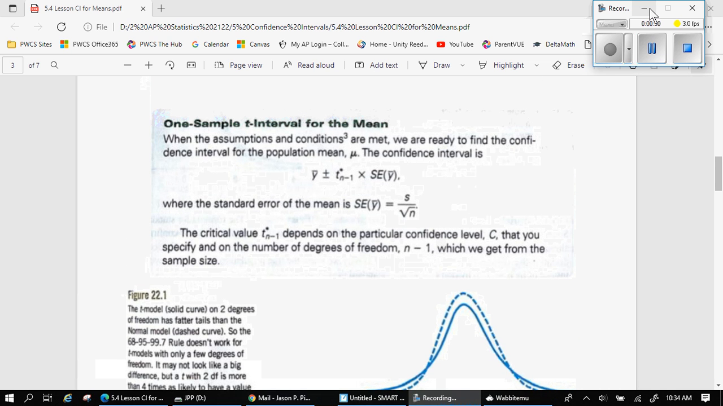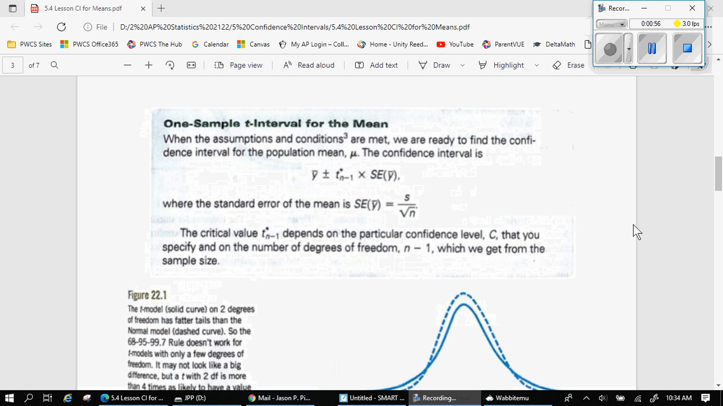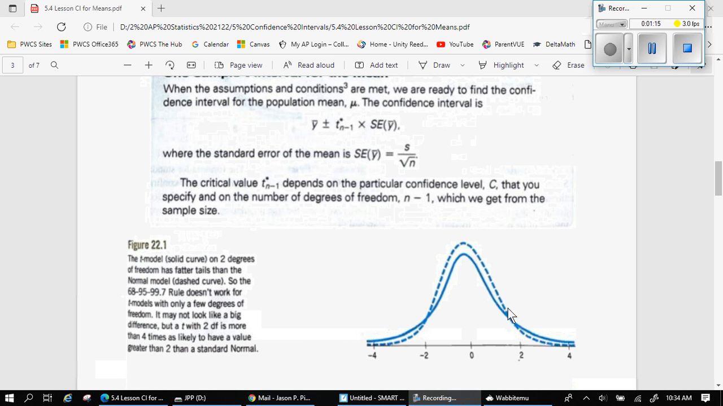So I told you we would have another letter eventually, and that letter is T. So we have been doing Z intervals. When we switch to means, we're talking about T intervals. It's called a T because when we do the distribution of sample means, the curve changes based on the sample size. And you can see down here, if you want to, you can go in the book and read about that. But the big deal is that the curve changes based on the sample size.